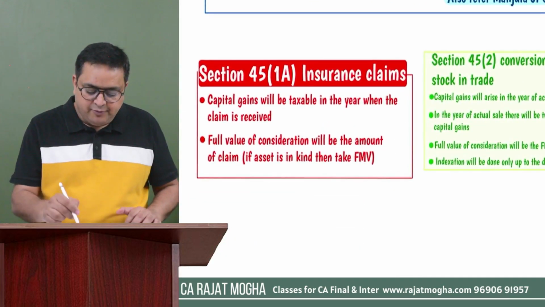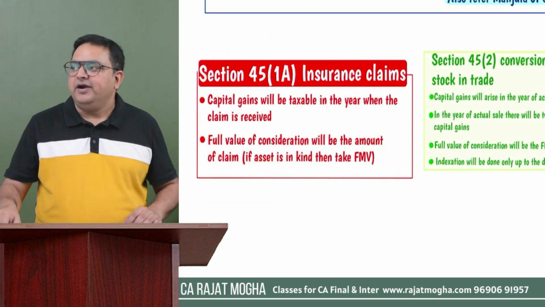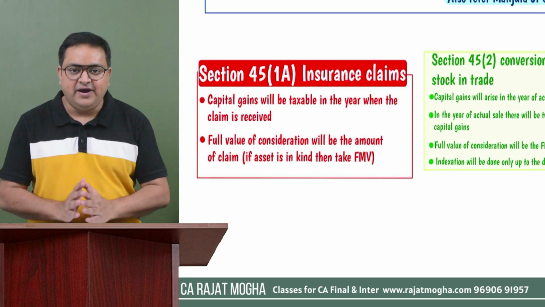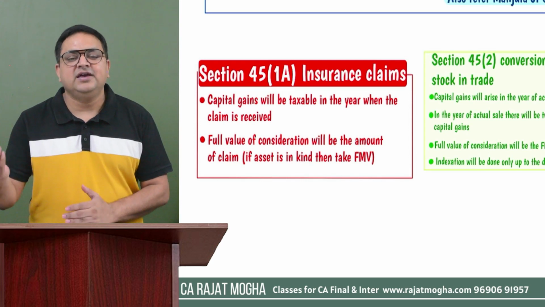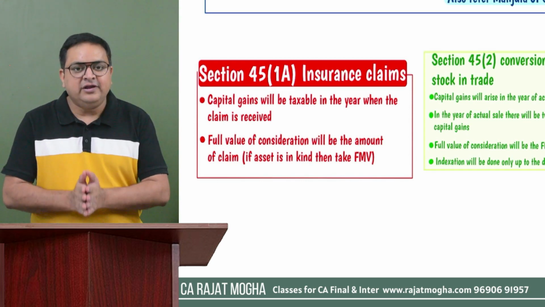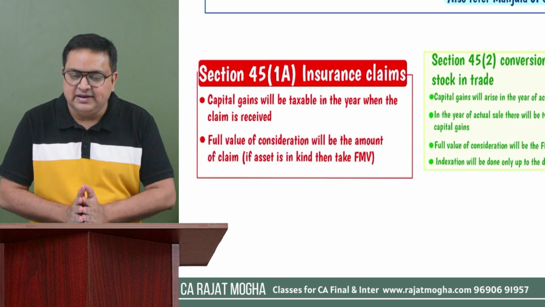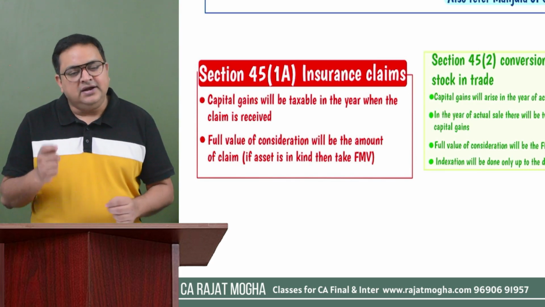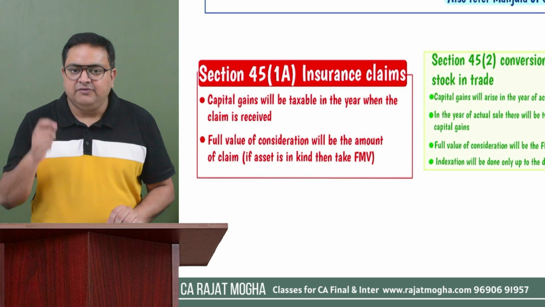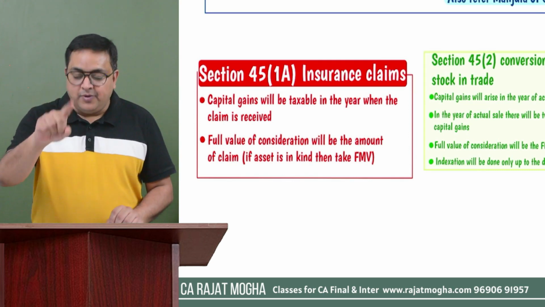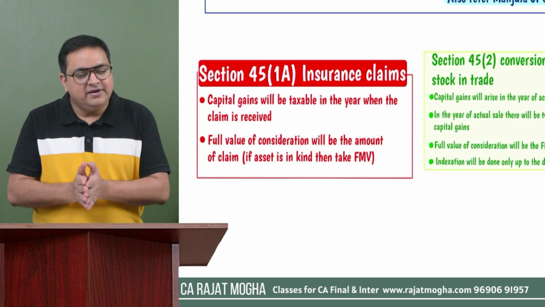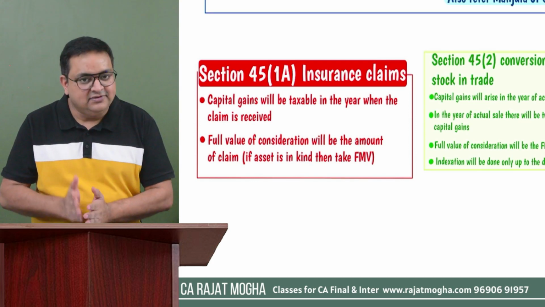Okay. An important section: 45(1)(a). 45(1)(a) says that if any asset is destroyed and the assessee is receiving an insurance claim. So first of all, if the asset is destroyed and the insurance claim is received from the insurance company, then it is regarded as a transfer, right? It will be regarded as a transfer, provided that the insurance claim is received. It will be regarded as transferred in the year when the asset was destroyed.